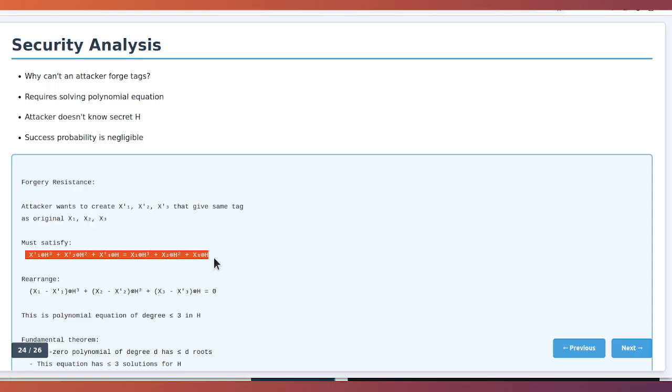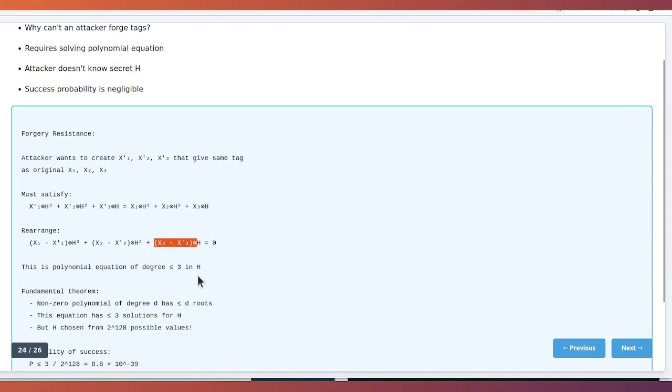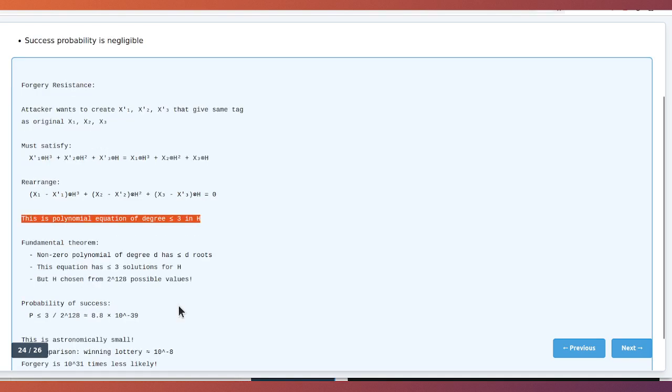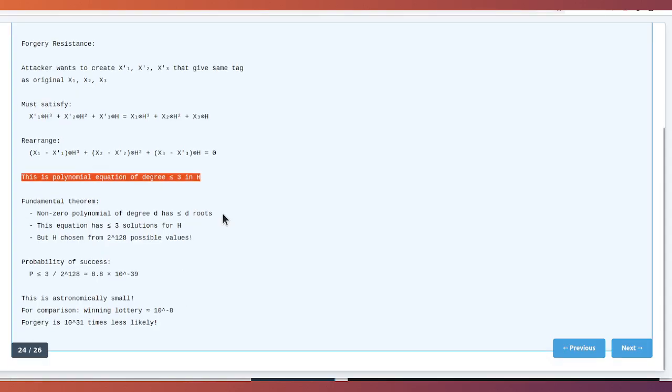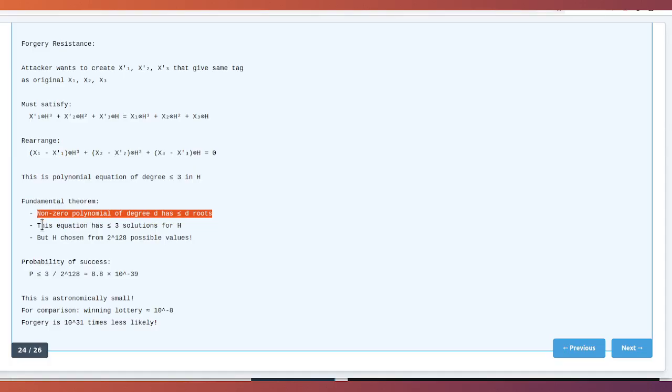Rearranging this equation, the quantity x1 minus x1 prime times h cubed plus the quantity x2 minus x2 prime times h squared plus the quantity x3 minus x3 prime times h equals 0. This is a polynomial equation in the variable h. If the attacker's message is actually different from the original, meaning at least one of x1 prime, x2 prime, or x3 prime differs from its original value, then this is a non-zero polynomial. A fundamental theorem from algebra states that a non-zero polynomial of degree d has at most d roots. Our polynomial has degree at most 3.